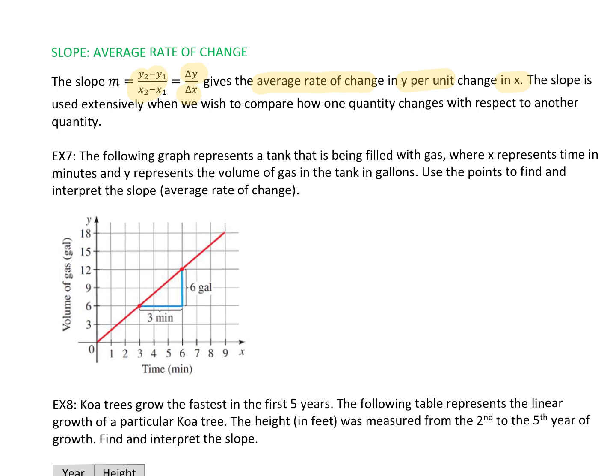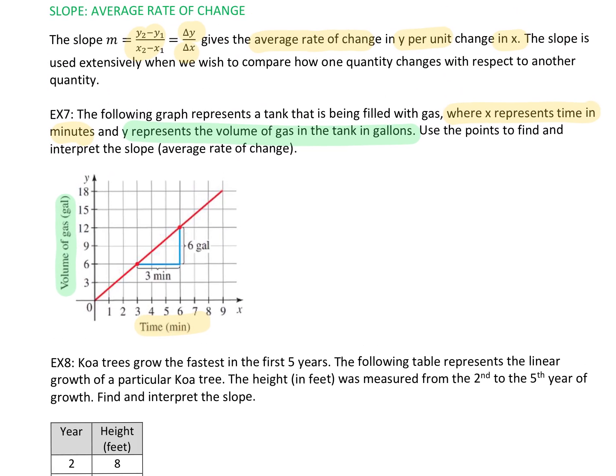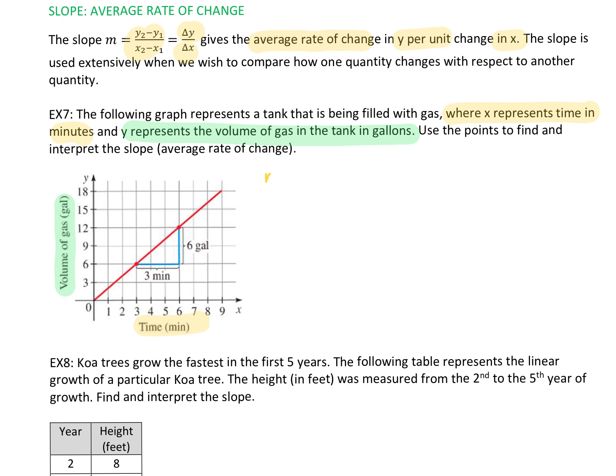For example 7, the following graph represents a tank that is being filled with gas, where x represents time in minutes and y represents the volume of gas in the tank in gallons. So y is the volume, and what do we know? X is the time in minutes. Use the points to find and interpret the slope, or the average rate of change. All right, let's go ahead and do that.